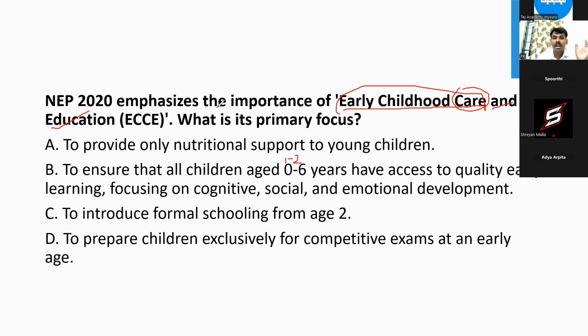So the main emphasis that NEP 2020 wants to put with respect to ECCE is that its primary focus is to ensure that all children between age 0 to 6 have access to quality early education, focusing on cognitive, social, and emotional development. Okay, this is the correct answer. In some questions, they can directly start from 2 years or 3 years also. So if they are replacing this 0 with 3, don't get confused. This is the correct answer. Any doubts here?